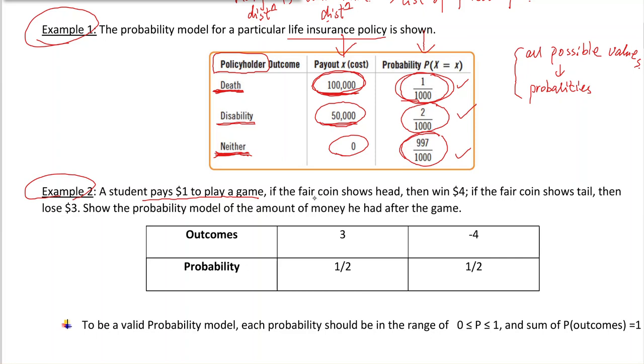So we say if the fair coin shows head, then he will win $4. However, if the fair coin shows tail, then he will lose $3. All right. Then show the probability model of the amount of money he had after the game. Right. So actually think about the whole process. Think about the whole game. What will be the outcome for this student?